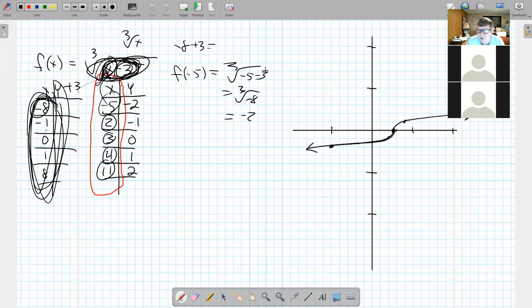Okay, any questions on that one? What's the domain of this thing? It looks like all real numbers to me. And it is. What's the range of this thing? From how you drew it, it looks like all real numbers again. Yep, that is correct.